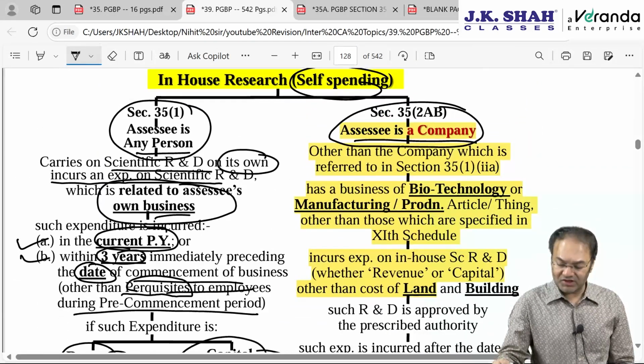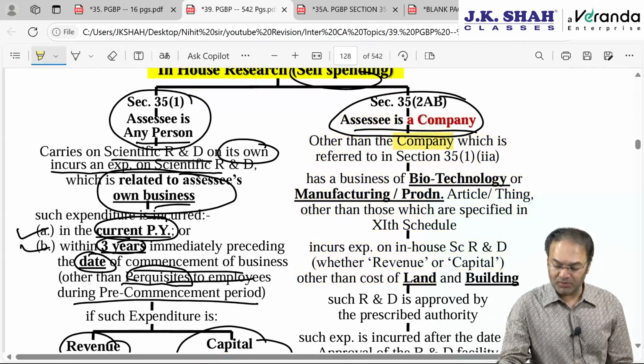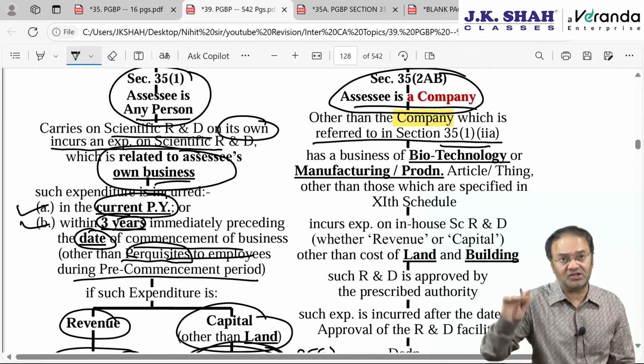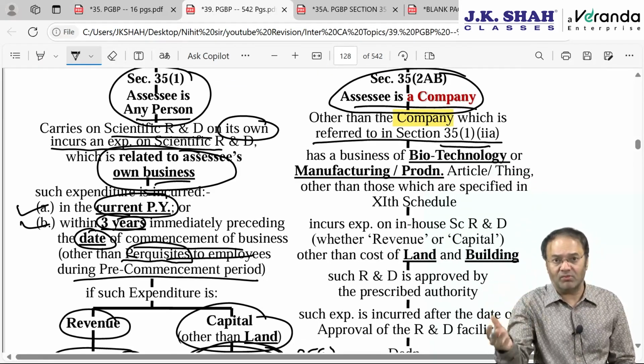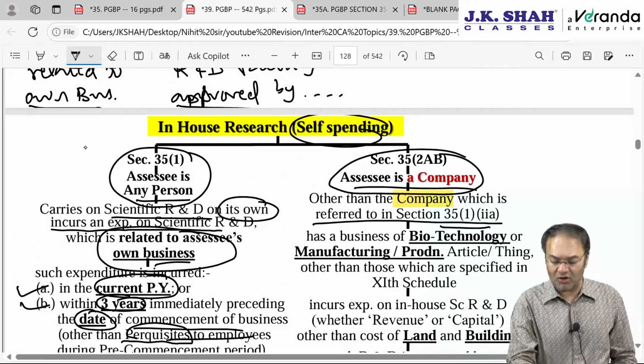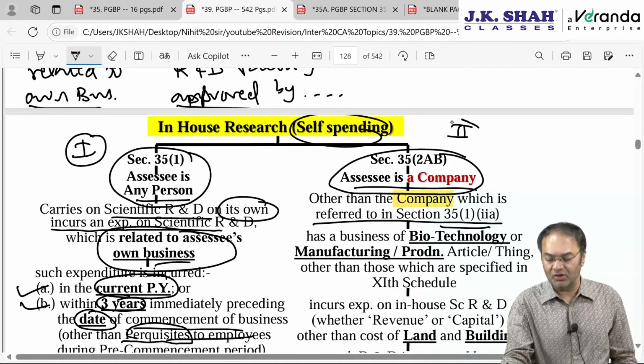Second category, if the assessee is a company, here the assessee should be a company. Then it says other than the company referred to in section 35 subsection 1 clause 2a. What is it? We will discuss in some time. 35(1)(2a) is a part of category 3. So when we come to category 3, I will bring you back to this category 2. So right now what is appearing in front of your eyes is category 1, category 2.